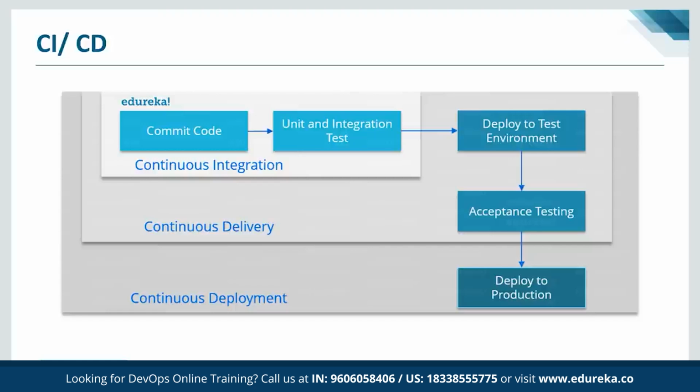The moment any developer commits code until the unit and integration test, where your application is not deployed onto any server or any environment, it is continuous integration. Once it is deployed to the test environment for user acceptance test, it becomes continuous delivery. And when it is deployed to production for release, then it becomes continuous deployment. So this is the difference between continuous integration, delivery, and deployment. I hope you have understood it.